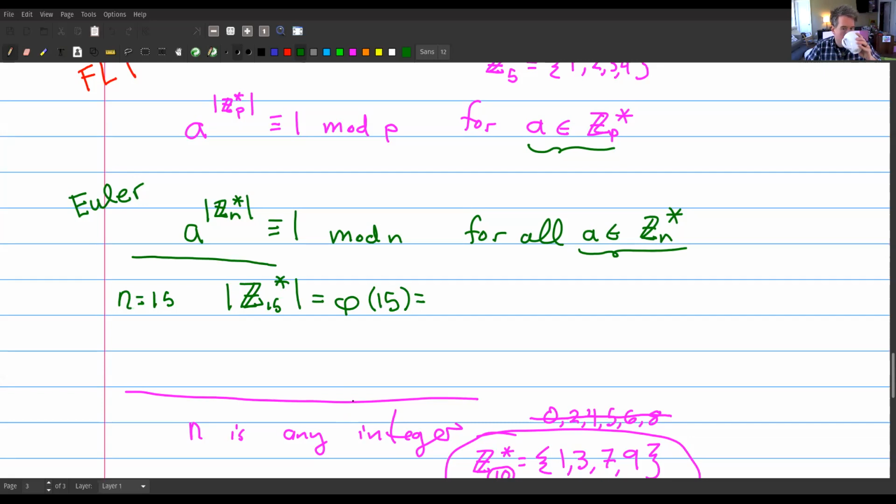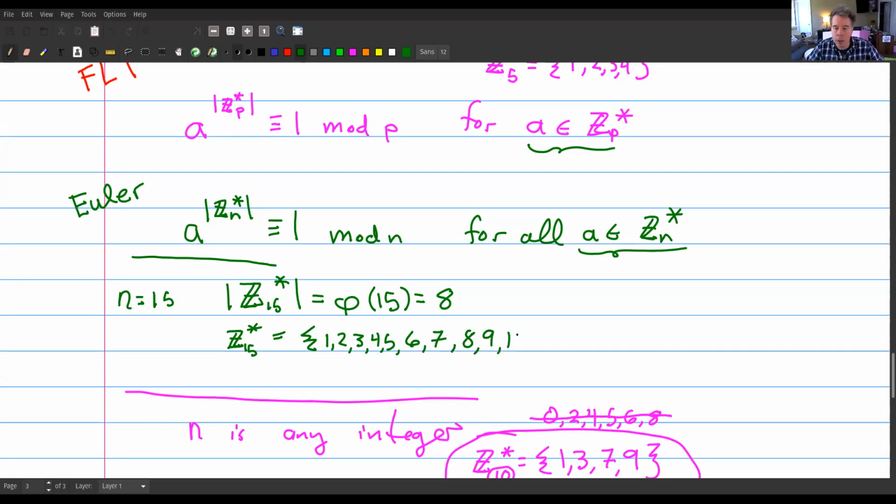Z15 star is all the numbers between 0 and 15 that are relatively prime to 15. So let me just write them all down and then we'll strike out some of them. Is it 8? Yeah, 8. That's right. 8 is the answer. And we'll see why in just a second.